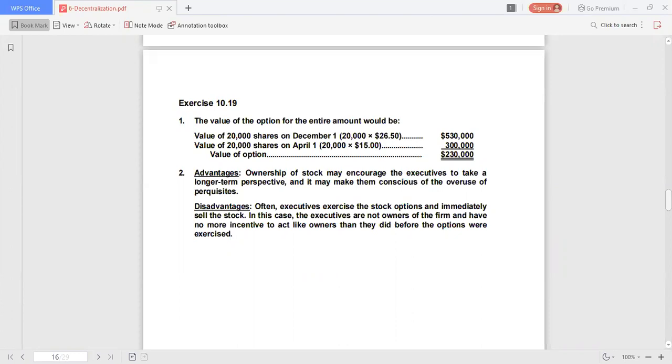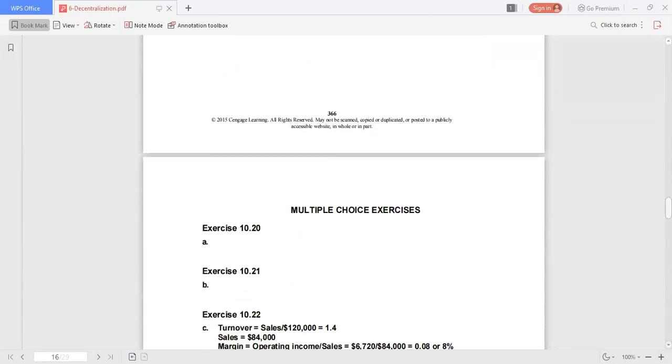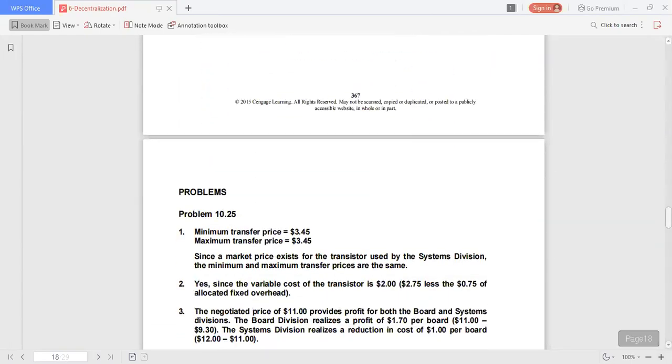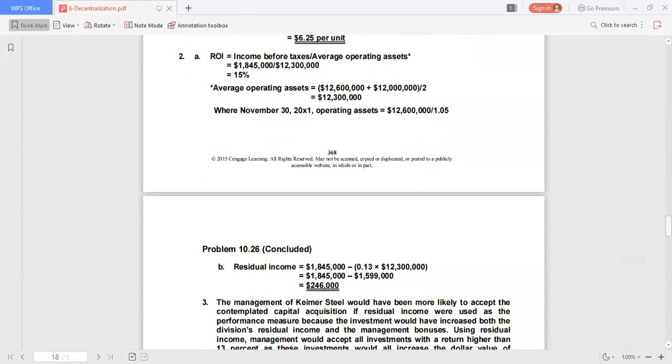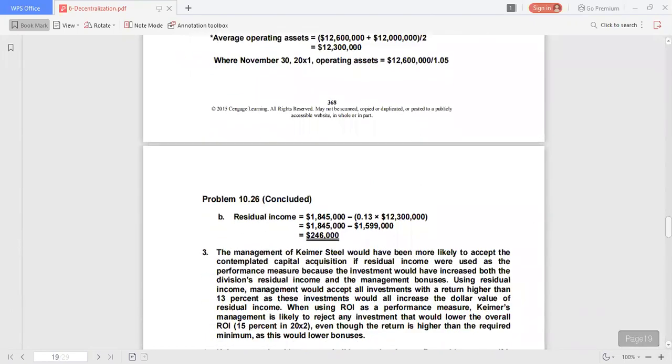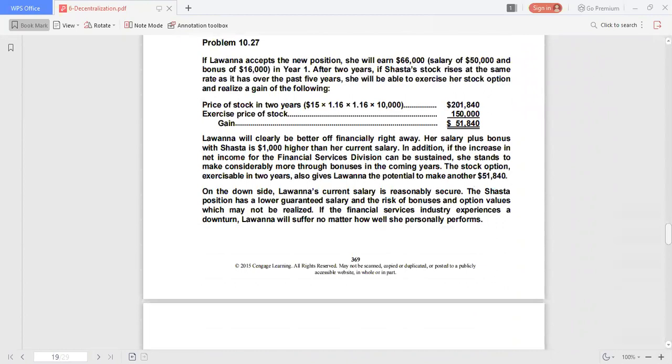Okay, so those are the answers to number 19. The rest are similar to the problems that we have already taken up. We have problem 6-27. This will be the last problem. 6-27 involves bonuses and stock options.